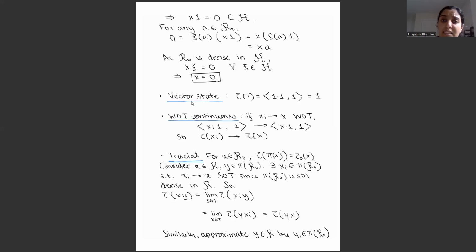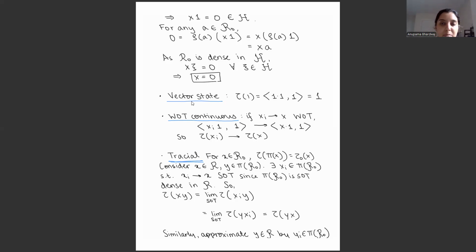So if I have any element A in R naught, then if I apply rho of A to that vector x at 1, that's equal to 0. And because rho of A is in the commutant of R, I can interchange the order of rho of A and x. So that's equal to x times rho of A evaluated at 1. And rho of A at 1 is just A, because it's right multiplication of 1 by A. So that's equal to xA, and I have that xA is equal to 0. Now because R naught is dense in H, I'd have that xC is equal to 0 for any C in H, which means that the element x is equal to 0. And so that tells me that tau is faithful.